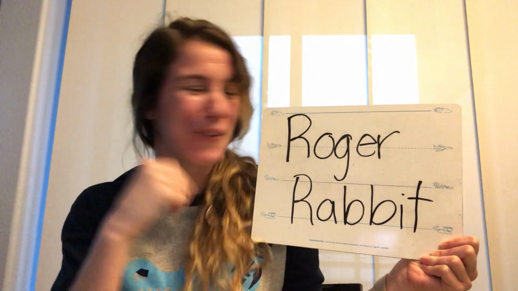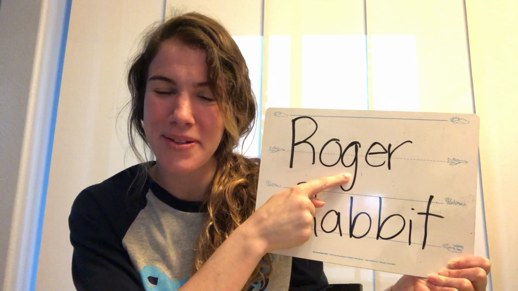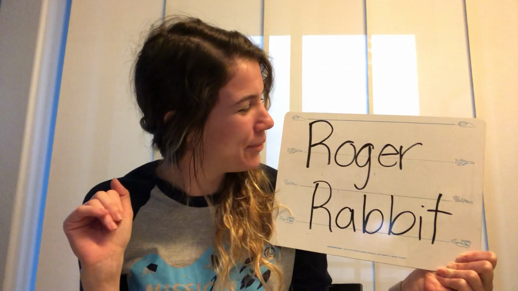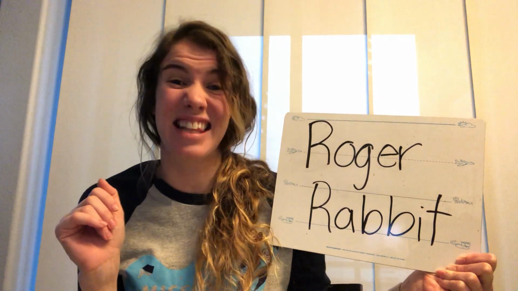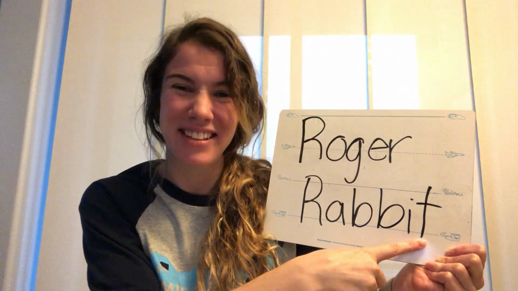All right, let's look at that next letter in his first name. What letter is this? Great job. It's the letter G. Give yourself a high five. Woo! All right, scholars, let's look at his last name. What's the last letter of his last name? Point to it. Great job, scholars. It's the letter T.